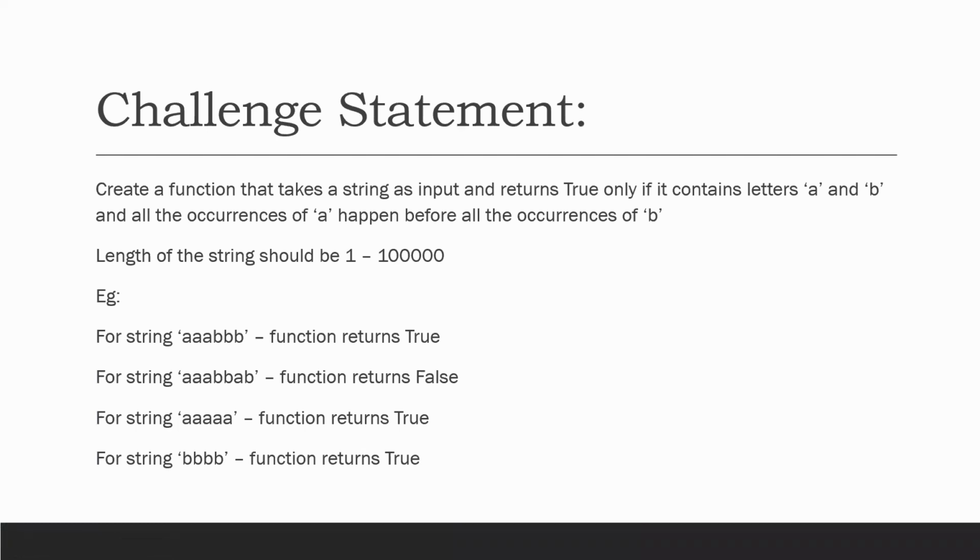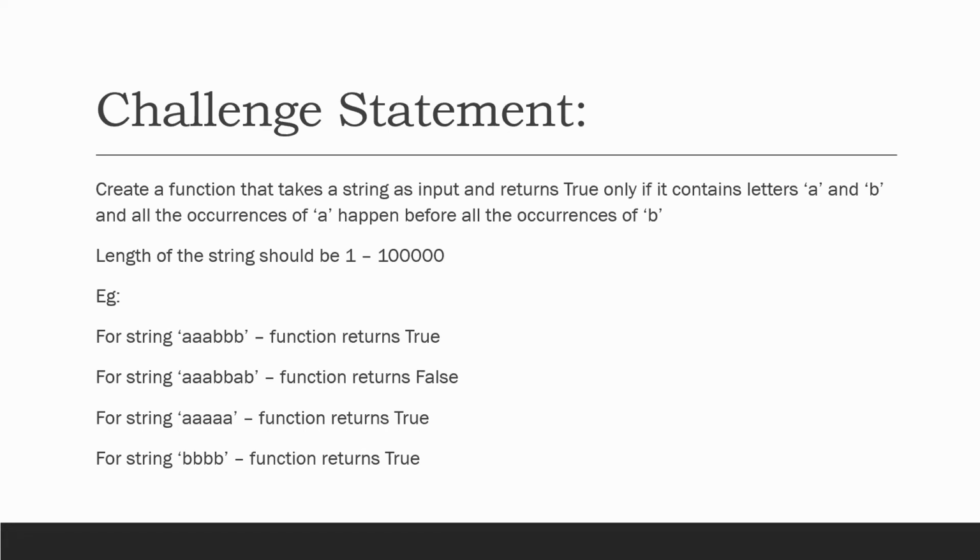Now here is our challenge statement. It says create a function that takes a string as input and returns true only if it contains letters A and B, and all the occurrences of A happen before all the occurrences of B. The length of the string should be 1 to 100,000. And we are given a few examples.